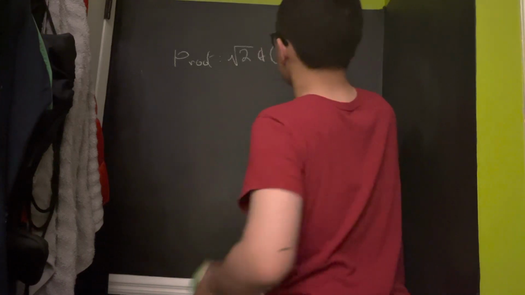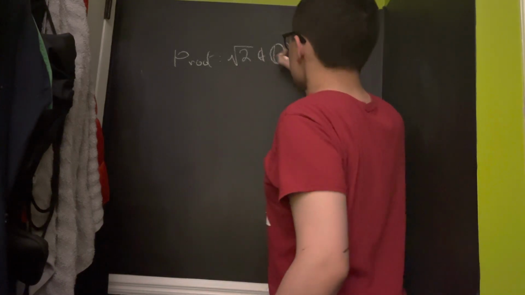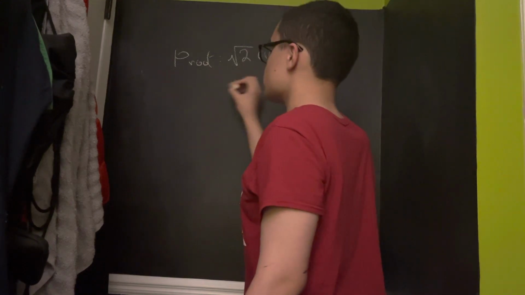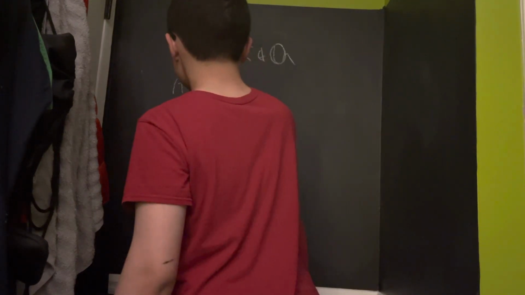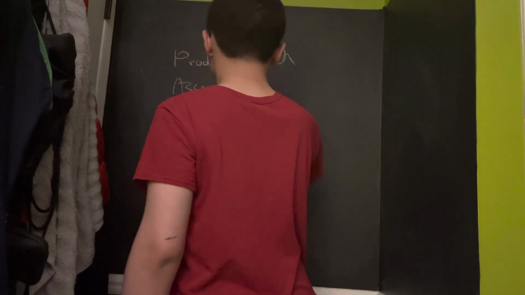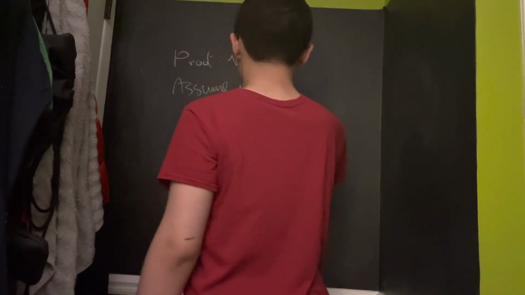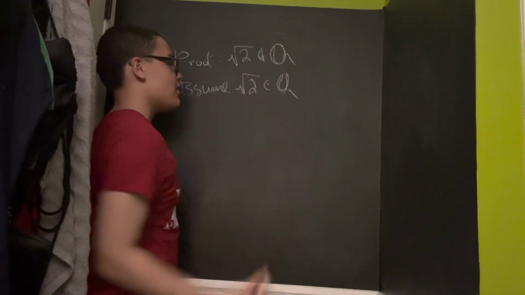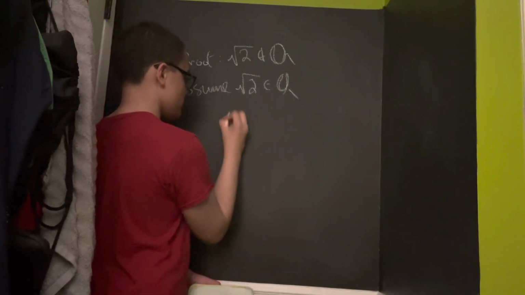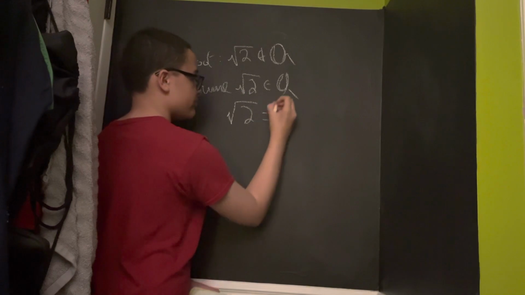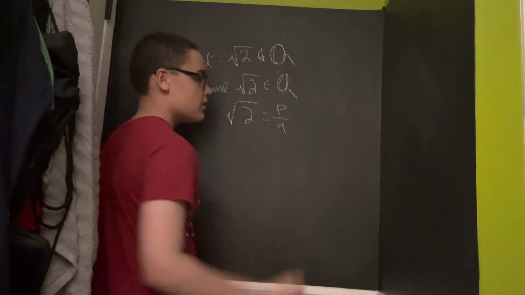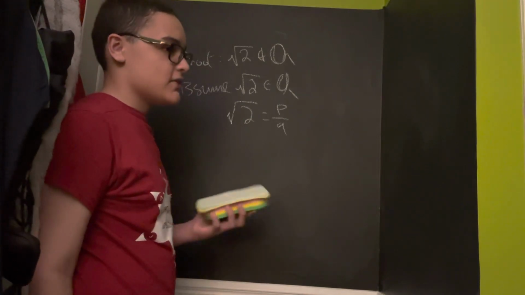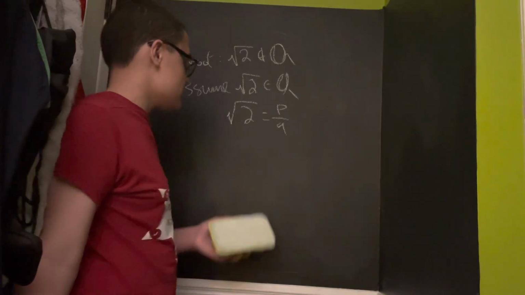So basically, in order to do a proof by contradiction, we assume that this is not true. So assume that the square root of 2 is rational. Okay? Now, this will mean that the square root of 2 is equal to P over Q. Just a quick note, P and Q are natural numbers, so that means they are counting numbers.